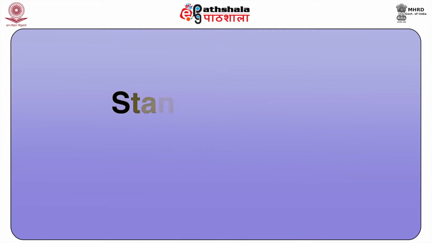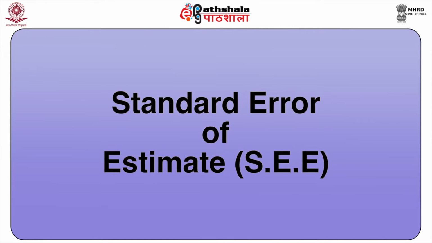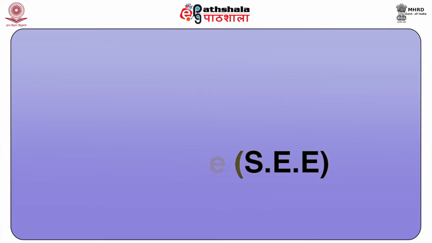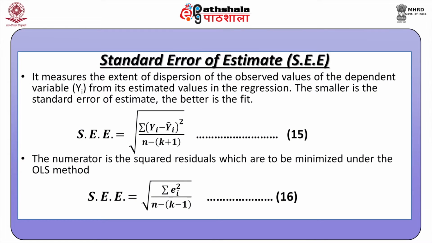These are 1. Standard error of estimate, S.E.E. It measures the extent of dispersion of the observed values of dependent variable yi from its estimated values in the regression. The smaller is the standard error of estimate, the better is the fit.